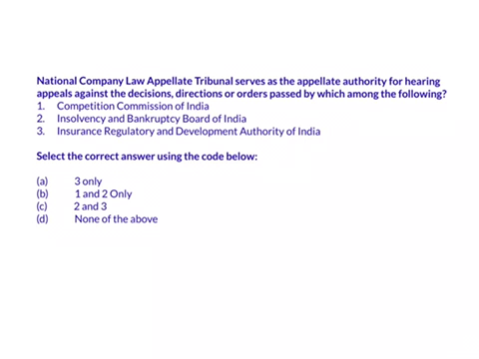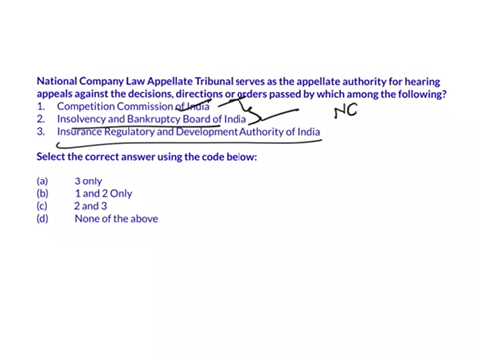The next question is, National Company Law Appellate Tribunal serves as the appellate authority for hearing appeals against the decisions, directions or orders passed by which among the following? Competition Commission of India, Insolvency and Bankruptcy Board of India, Insurance Regulatory and Development Authority of India. The answer here is only these two, Competition Commission of India and Insolvency and Bankruptcy Board of India, and it will also take over appeals against the National Company Law Tribunal. So the answer here is only 1 and 2. IRDAI doesn't come under this. So the answer here is B.